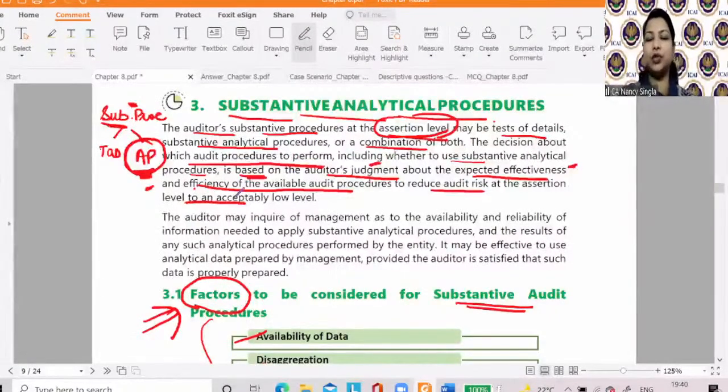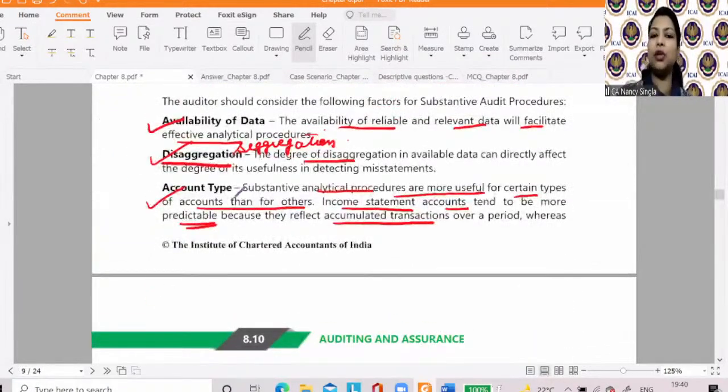Substantive analytical procedure. So it says that when the auditor is deciding as to whether at the assertion level to apply test of detail or substantive analytical procedures or both, auditor will consider all these factors. Availability of data: data available should be reliable and relevant, only then can analytical procedure be applied. Disaggregation: when data is disaggregated, only then can you compare it well. So disaggregation is what? Dividing the data. There is the total of all the expenses, versus which is better for comparison? The second situation, where you have the bifurcation of the expenses also.